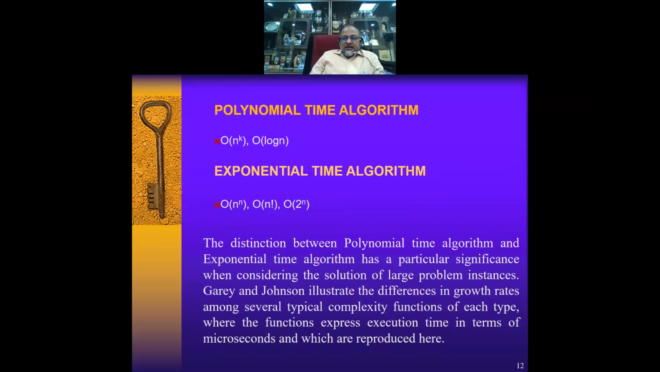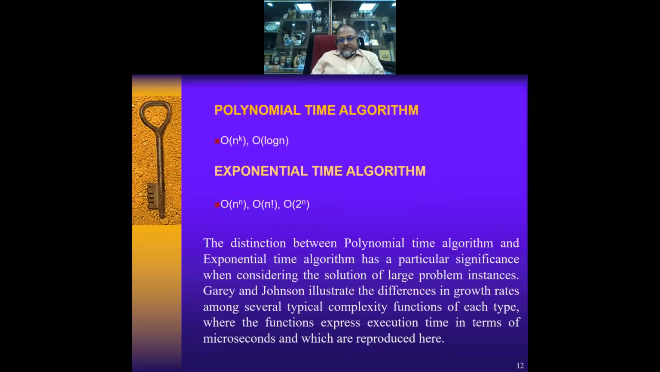And another algorithm is called exponential time algorithm. What is that exponential algorithm? Order of n power n, or order of n factorial, or order of 2 to the power n, or order of 3 power n. Such algorithms are called exponential time algorithms. What does it mean? The distinction between polynomial time algorithm and exponential time algorithm has a particular significance when considering the solution of large problem instances. This is very important.